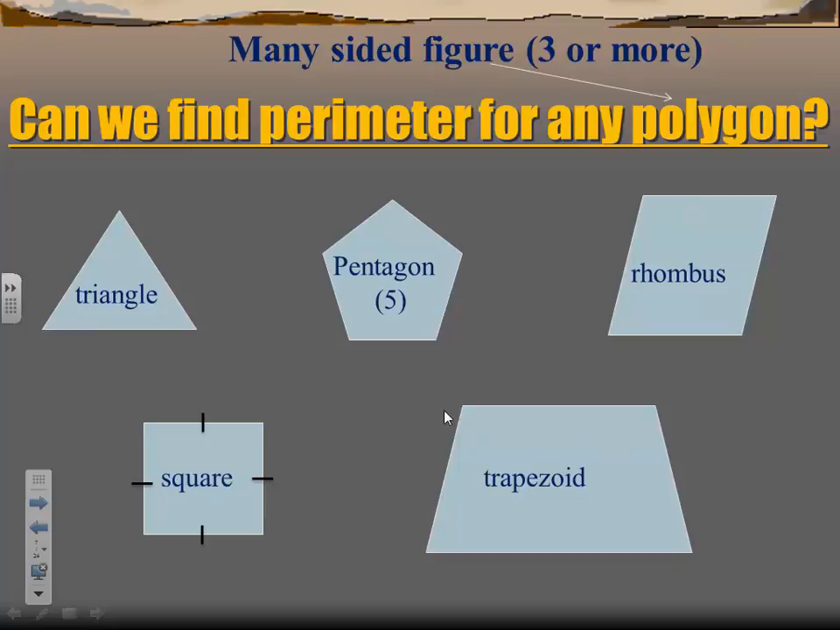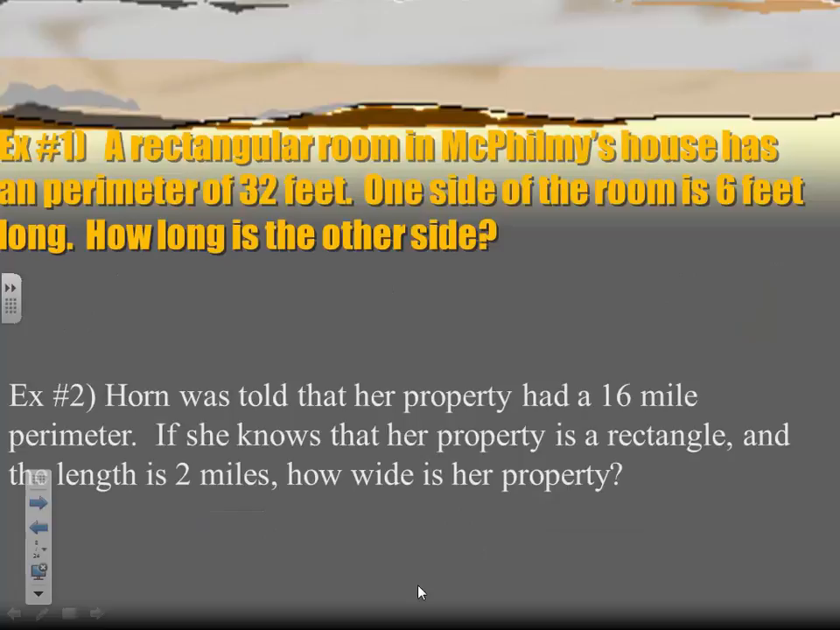What does parallel mean? Parallel means that this line runs the same distance as this line and they never touch. So they never get any closer together, never get any farther apart. Okay, so next.